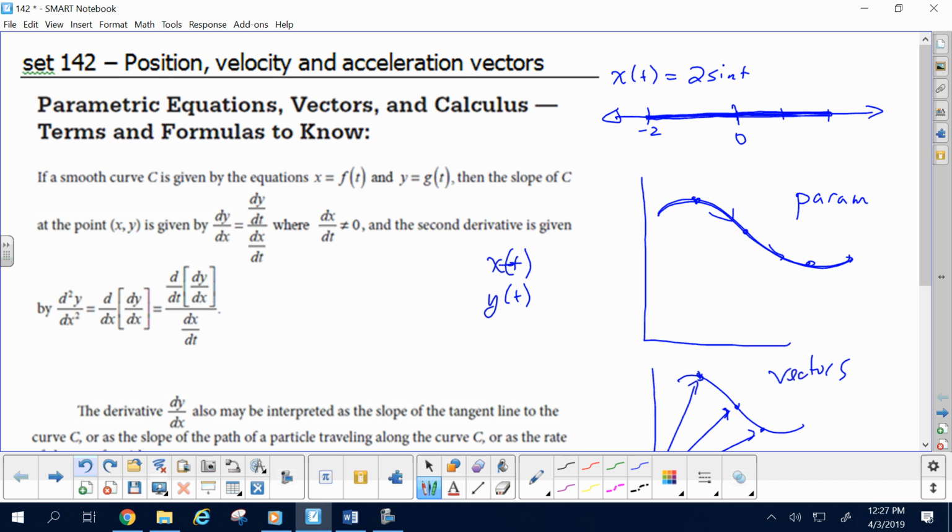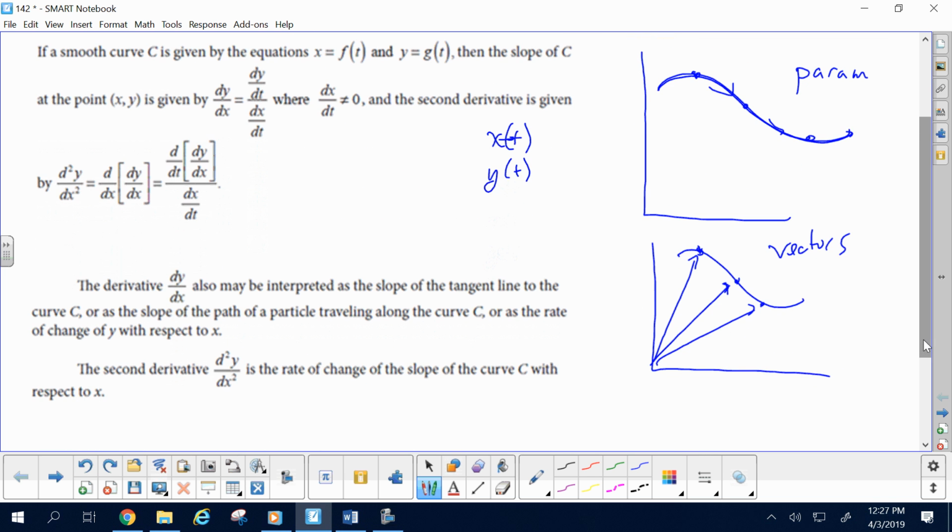If you had x of t, y of t, and z of t, then you're talking 3-dimensional, so maybe it's moving this way. Okay, in 3 space. That'd be cool. All right. 4 space, time over time. That would be hard to, wow, that's too much for me to wrap my mind around.